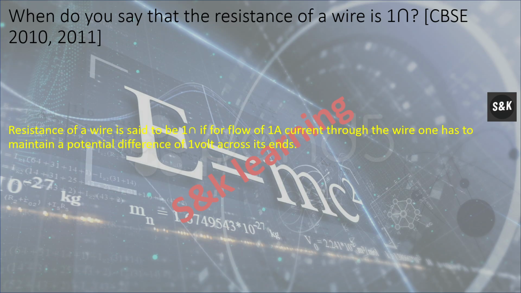When do you say that the resistance of a wire is 1 ohm? The resistance of a wire is said to be 1 ohm if for flow of 1 ampere current through the wire, one has to maintain a potential difference of 1 volt across its ends.